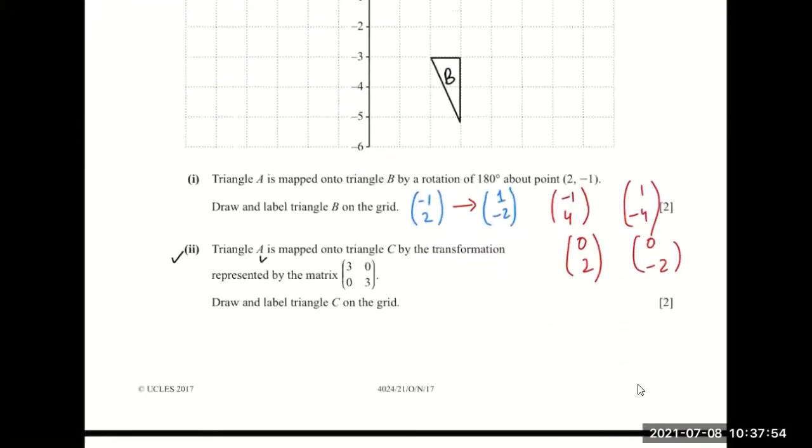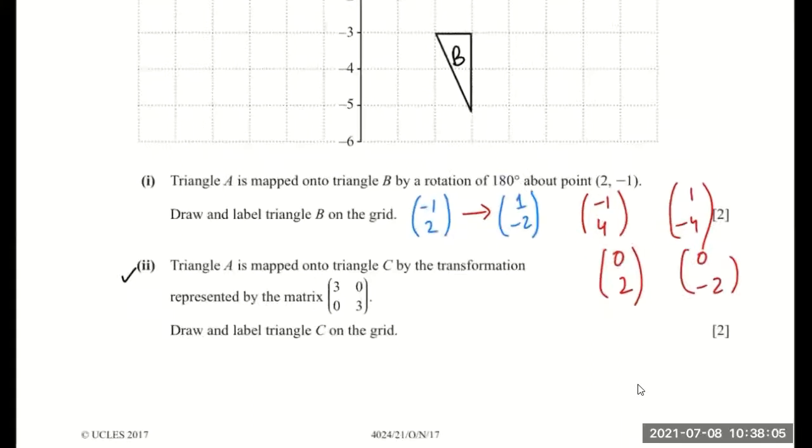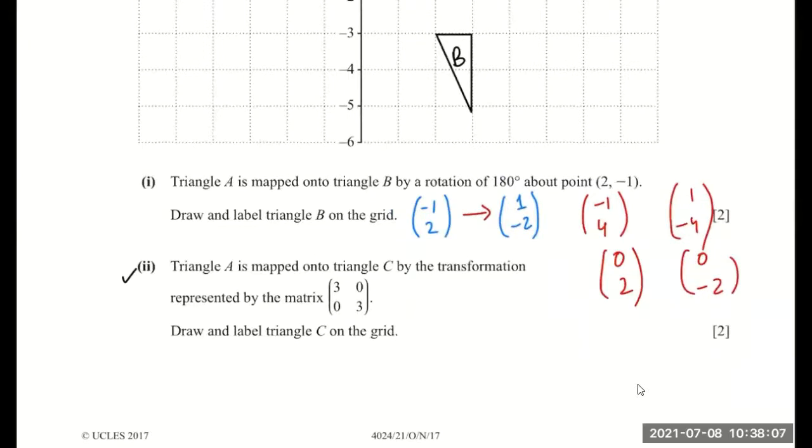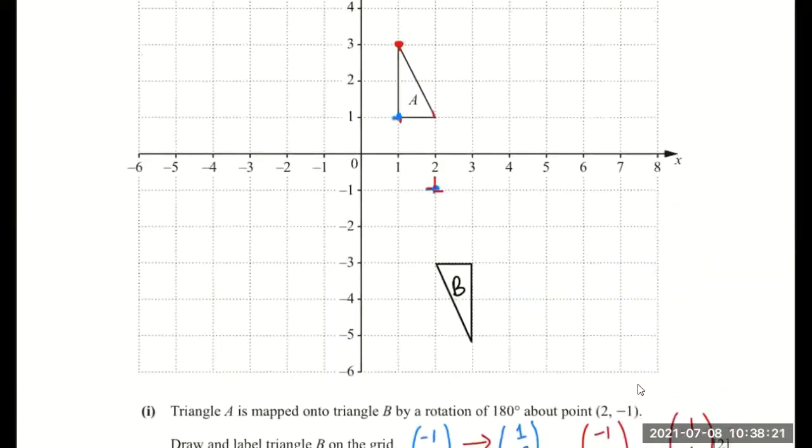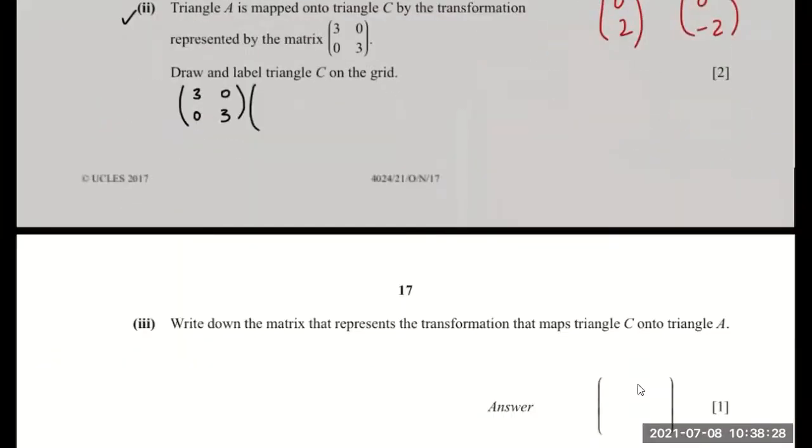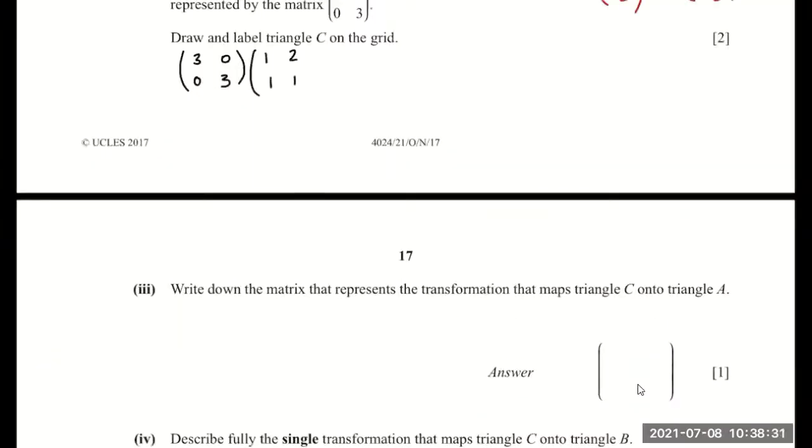It says triangle A is mapped onto triangle C by a transformation represented by this matrix. Now, if you don't know what this matrix is, I know that it's an enlargement because I see 3 in this. What I would do is use my equation: transformation matrix into the object matrix. Now, how to write the object matrix? Write down the coordinates first: (1, 1), (2, 1), and (1, 3).